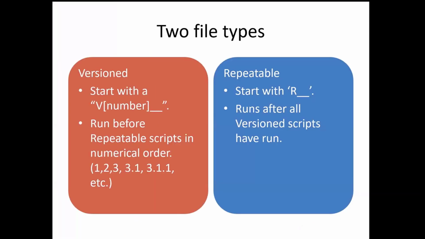So here are the two migration or file types. You've got the version, which needs to start with a capital V, then the number order you're running it in, and then two underscores. This will run before any repeatable scripts are run, in numerical order. So you can have 1, 2, 3, 3.1, 3.1.1, and then 4.12, and it's going to run in the order that the numbers go. Repeatable scripts all start with R underscore underscore, and that will run after all the version scripts that need to run have run.